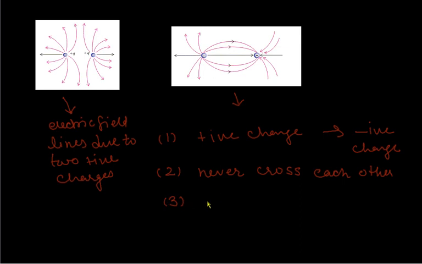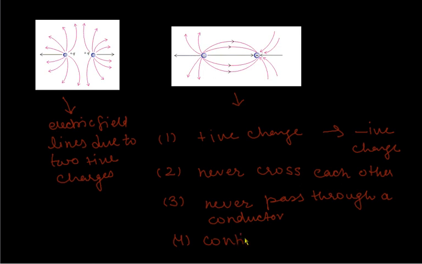Now, electric field lines never pass through a conductor, and this shows that electric field inside a conductor is always zero, and electric field lines are always continuous curves in a charge-free region.